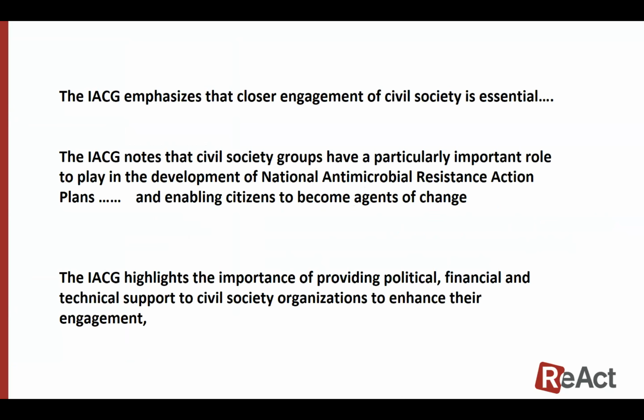We need to be grounded in bottom up. People need to understand what we're talking about. People must know what they can do and what they can do together. And again, we highlighted the importance of providing political, financial, and technical support to civil society organizations to enhance their engagement. This is a role that governments should take much more seriously, because that would definitely, in my view, support the speed that implementation can take place and share the burden and the responsibility of the implementation itself.